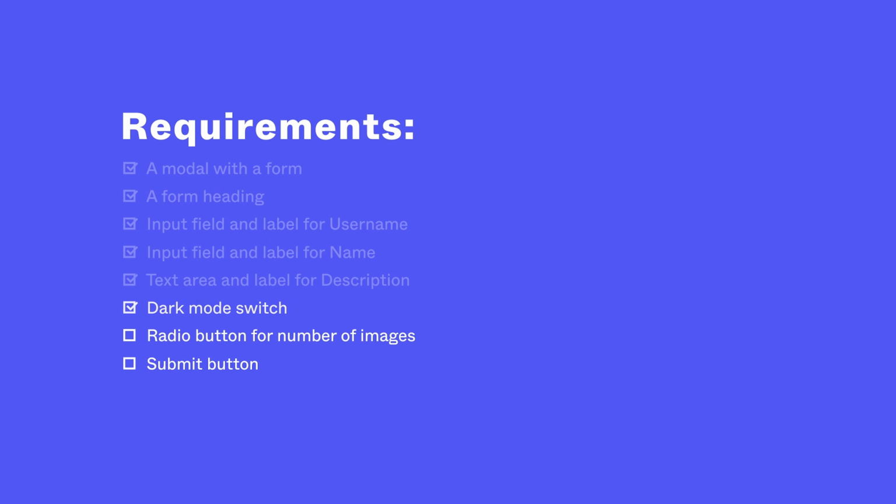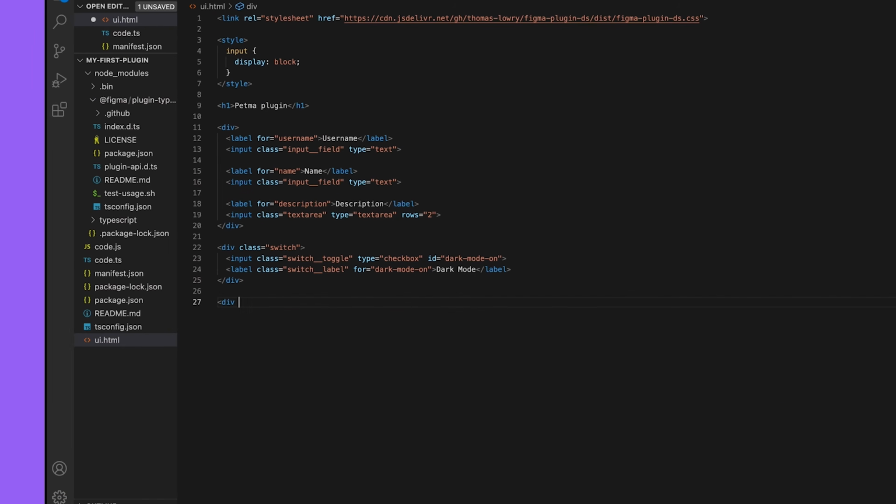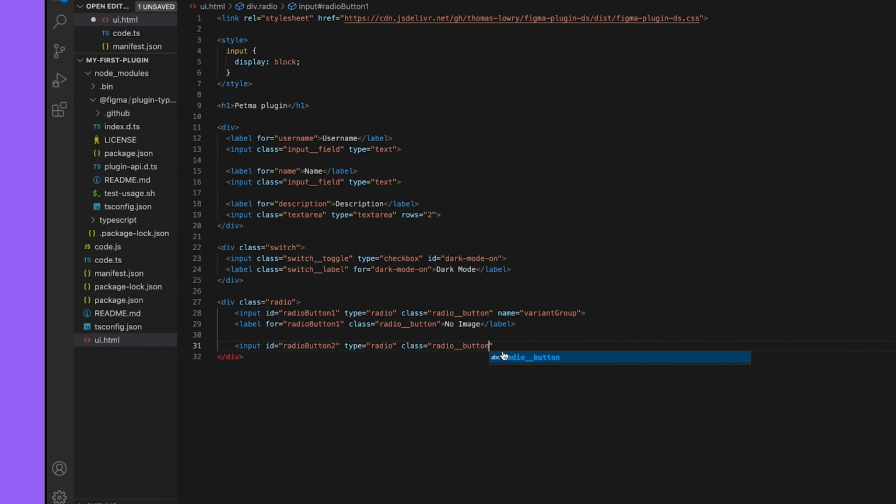With the dark mode switch added, we need to give the user an option between no image, a single image, or a carousel in their post. Since they will only have to choose one of these options for every post created, radio buttons are a great way to represent this. We'll create a div with a class of radio to make sure the radio buttons are part of the same group. Then, we'll add inputs and labels for each option, like this.